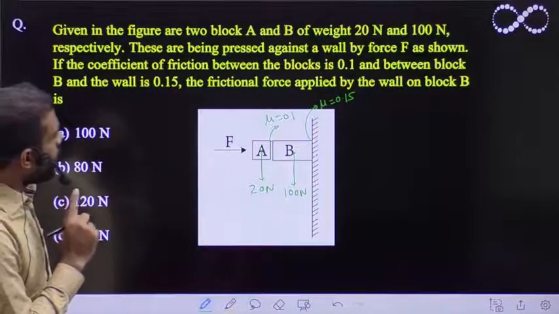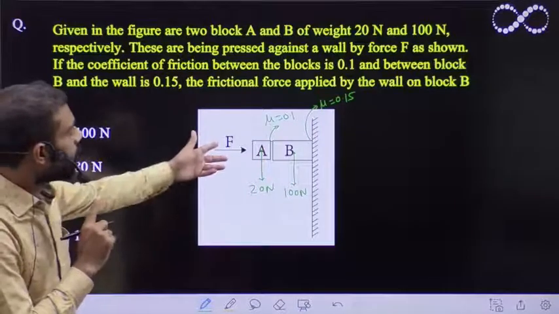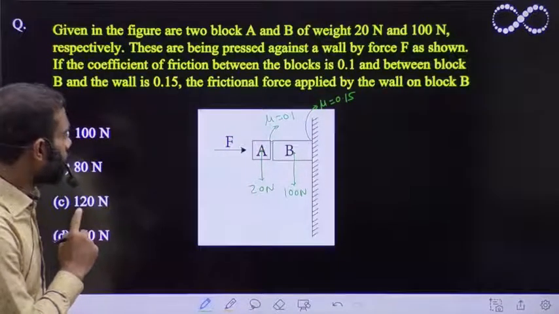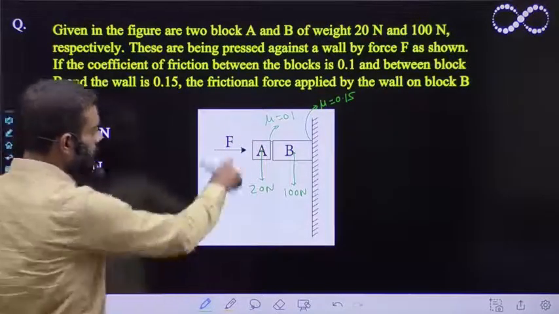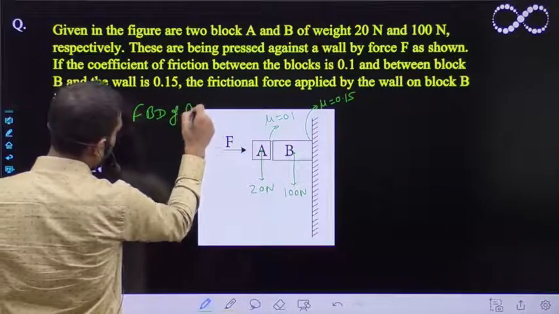Since nothing is given in the question, I will assume that this force F is sufficient such that both blocks are stationary. So all I need to do is make the free body diagram here. Let us make the free body diagram for A.